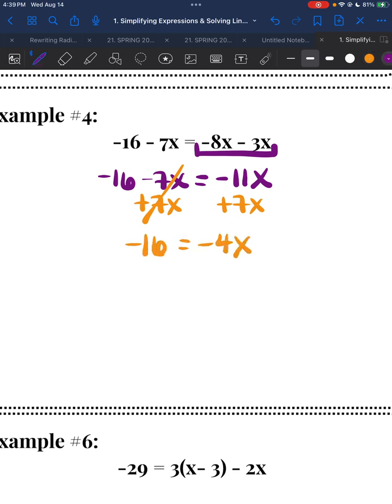So this negative 4 is still multiplying. Remember, you look after, and if there's no plus or minus there, there's a times. So we're going to divide by negative 4. x is equal to positive 4.